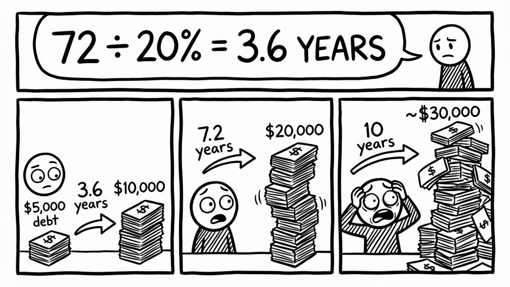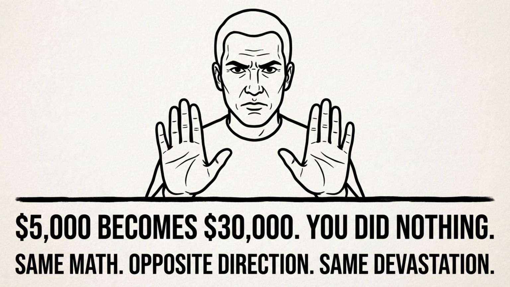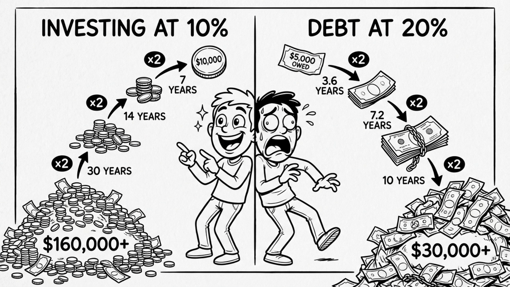This is why compound interest is called the eighth wonder of the world when it works for you, and the most brutal force in personal finance when it works against you. The mechanism is identical, the direction is opposite, and the Rule of 72 shows you both sides with equal clarity. Any interest rate on any debt applies 72.